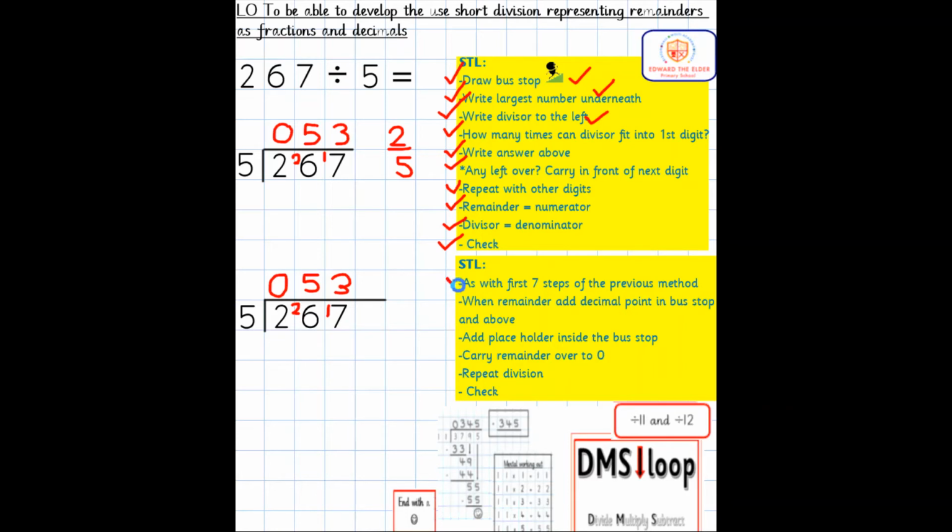This is where the method changes slightly. When we're going to do our remainder as a decimal, we add our decimal point inside the bus stop and above the bus stop. Then we put our placeholder inside the bus stop. So I'm going to put my placeholder here.